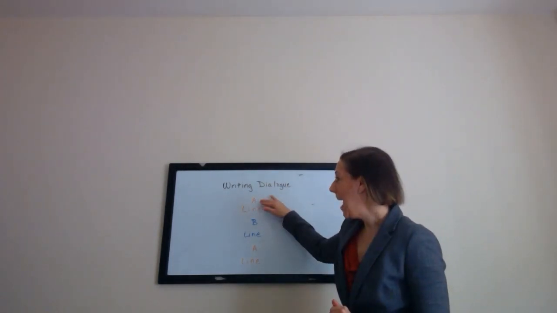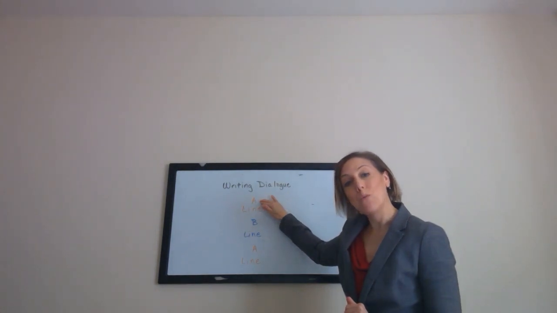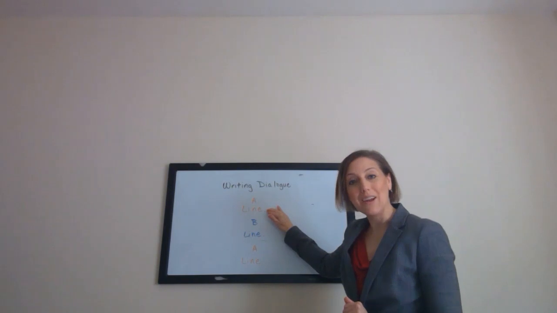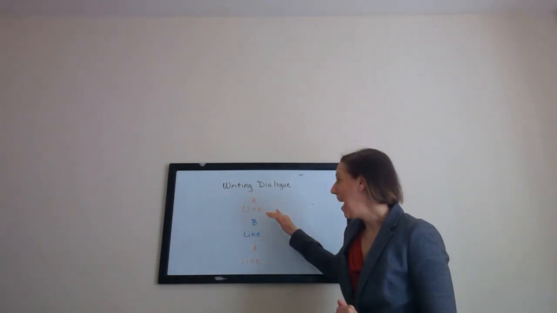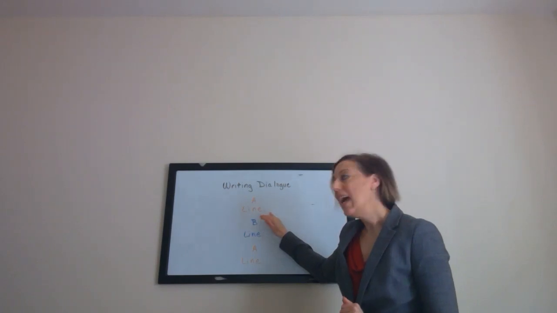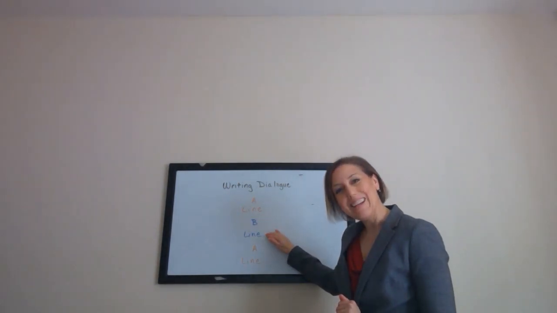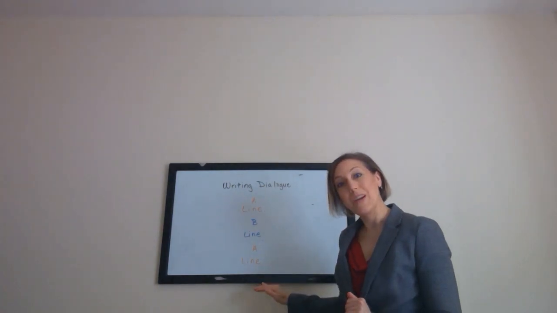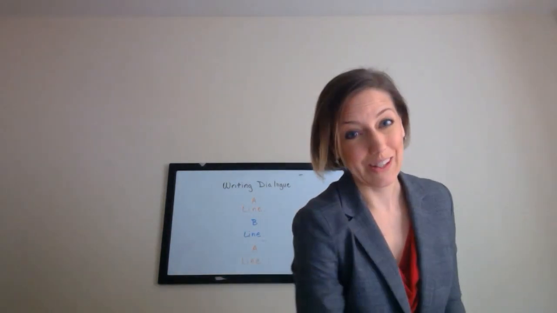So character A, we put their name on one line, and then on the line below, we start writing what character A would say out loud. And then we go to the next line, write the character name B, and we'll put in their line after that, and so on as it goes forward. Are you ready for the first line?